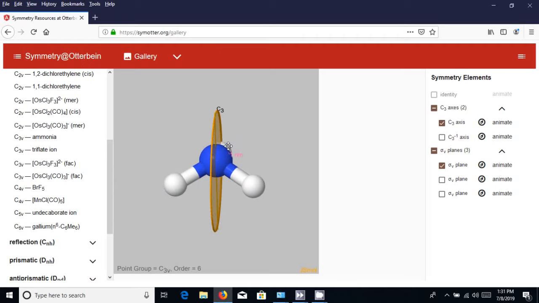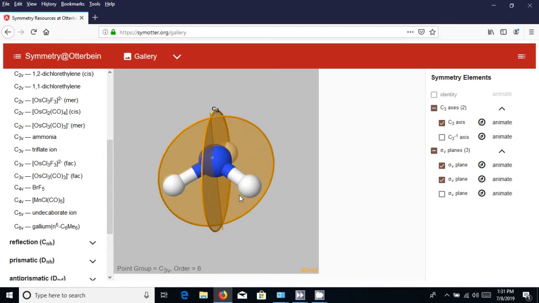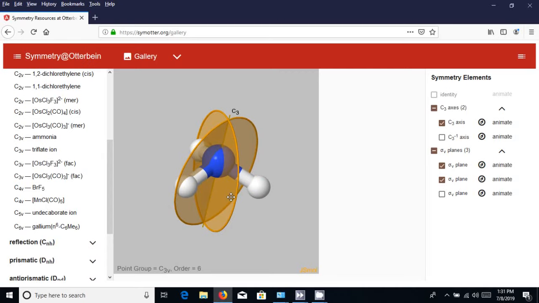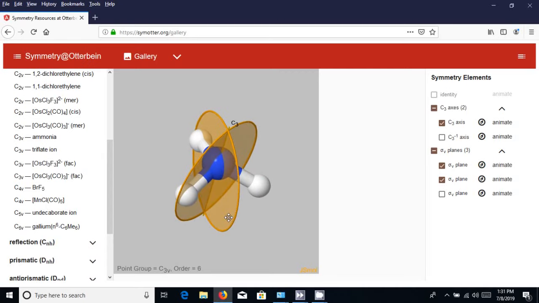So the C3 and a vertical plane, the point group of ammonia is C3V. But this molecule has more than one sigma plane. You can see one sigma plane in that manner. So you can insert another sigma plane, right, which will cut this bond, actually. You can see here, which will cut in that manner.